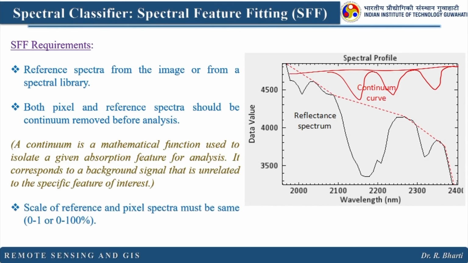The scale of reference and pixel spectra must be the same. Either it will be 0 to 1 or 0 to 100, right? It cannot be different, as we discussed in SAM. In SAM there is no problem if your reference and the target spectra have different scales of value, but here it has to be the same.